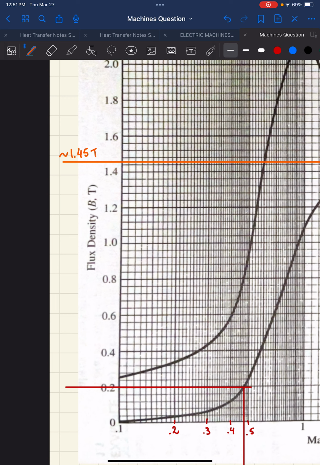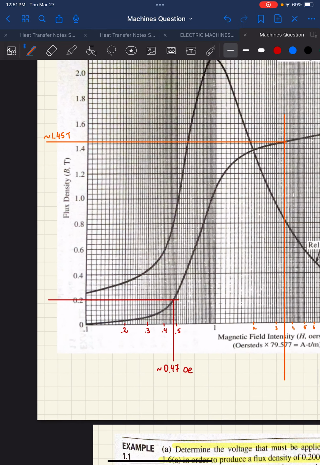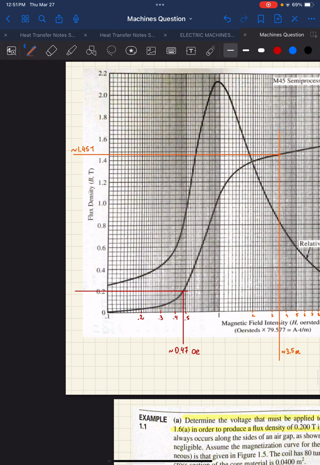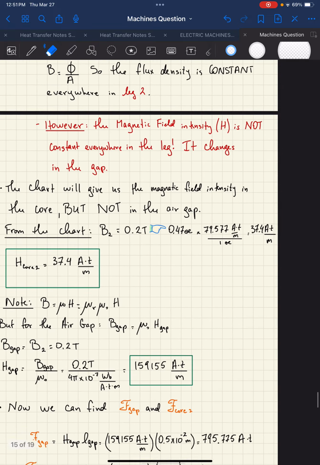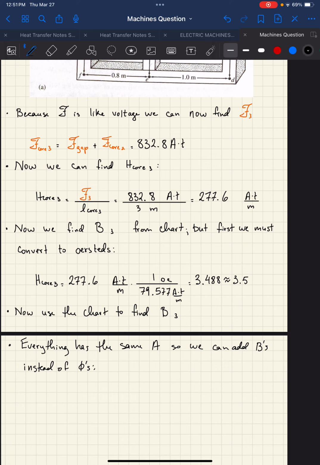Maybe I should put the units. That would be smart. 1.45 Tesla. So that's what corresponds to that magnetic field intensity. So maybe I should put, this is in Ørsteds, approximately 3.5 Ørsteds. It corresponds to 1.45 Tesla. Okay. So now let's go. So this is approximately 1.45 Tesla.